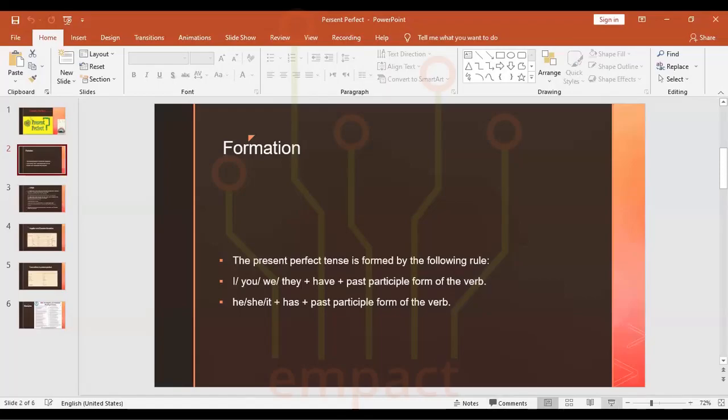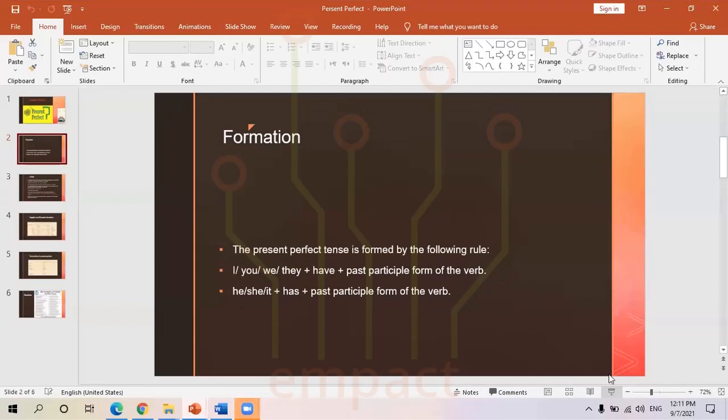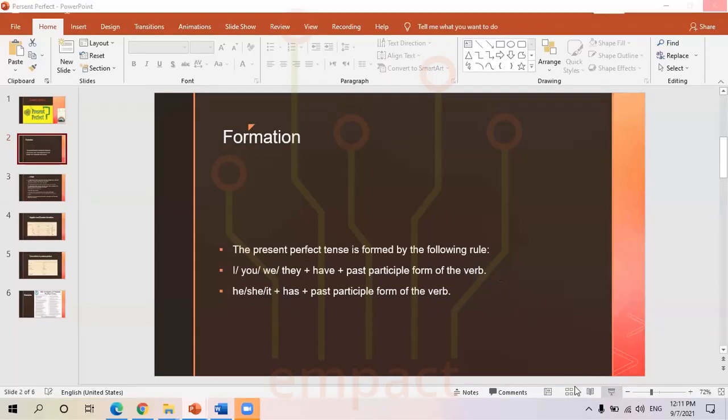Okay, so here is about the formation. Let's do a quick revision, then we're gonna move to the next slides, okay? And today my computer is too slow.